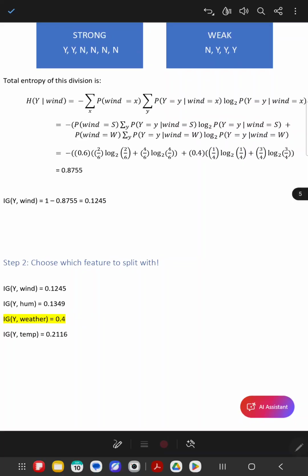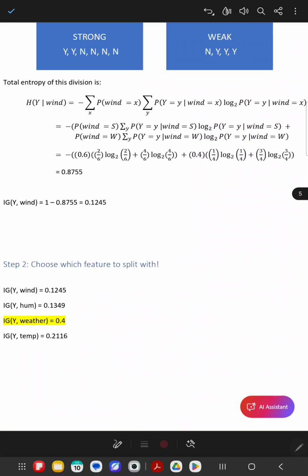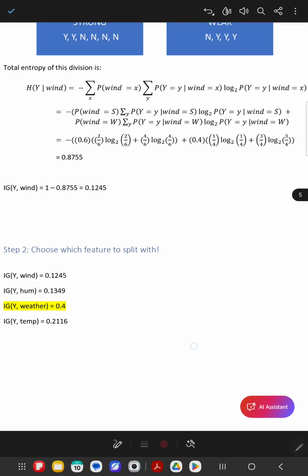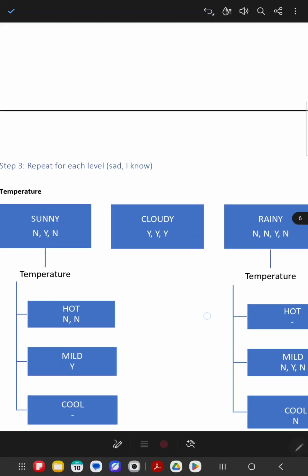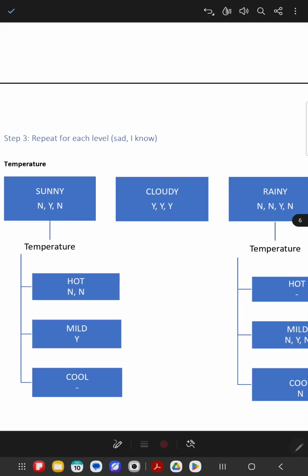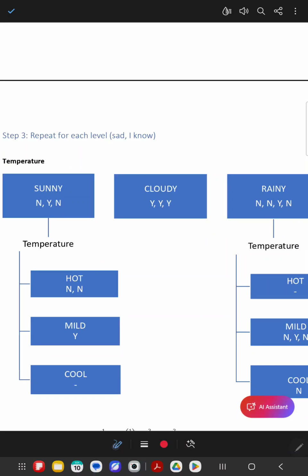If we compare all the information gains, the maximum information gain was using weather as the splitting attribute, or as the root attribute. So therefore we'll choose weather as the root attribute, and this will be our first split, and then we'll repeat it for every other partition. Okay, so here weather is the root node, and weather created these 3 partitions.